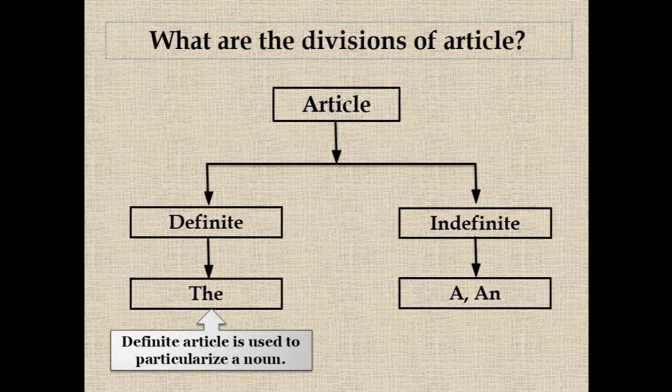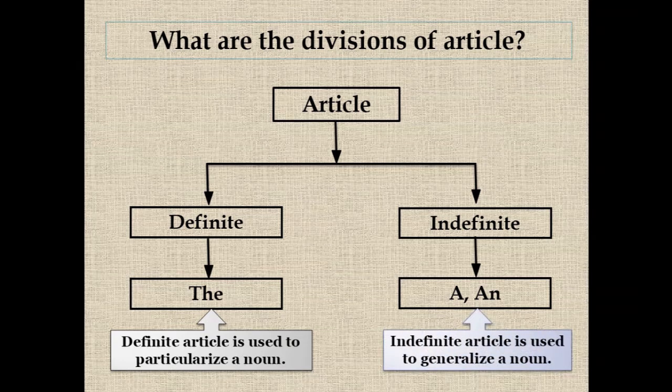Definite article is used to particularize a noun. That means a fixed noun, or নির্দিষ্ট করে যদি নাউনকে বোঝায় তাহলে আমরা তা ইউজ করি। Then indefinite article is used to generalize a noun.